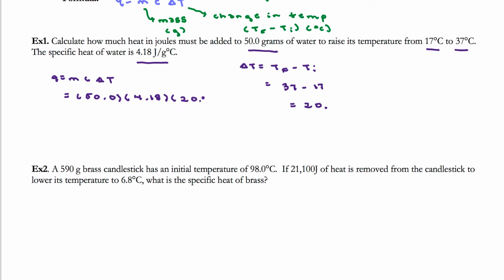And now all I have to do is calculate. So 50 times 4.18 times 20, and I get 4,180. Keep in mind, I've got to figure out my significant figures. So 50 has 1, 2, 3, 4.18 has 3, and 20 has 2. So this is going to round to 4,200. And remember, my units for heat are joules.